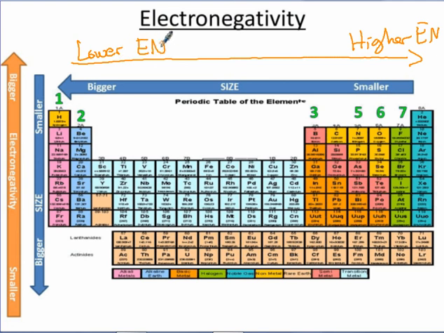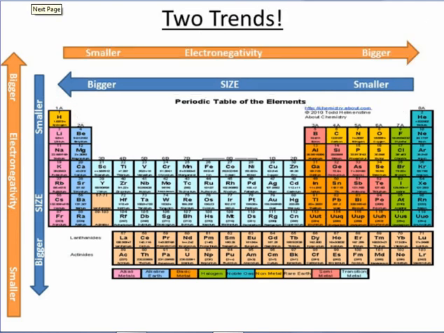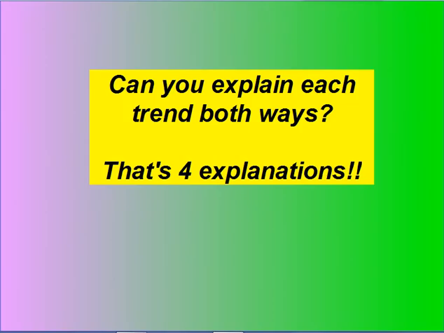This becomes very important when we talk about bonding and different types of bonding in the next chapter. Two trends together right there, 4 explanations. Practice them, see if you can do them. Can you tell somebody else?